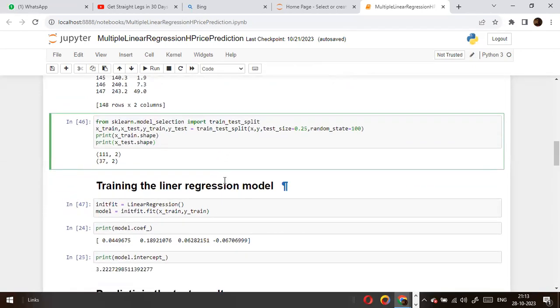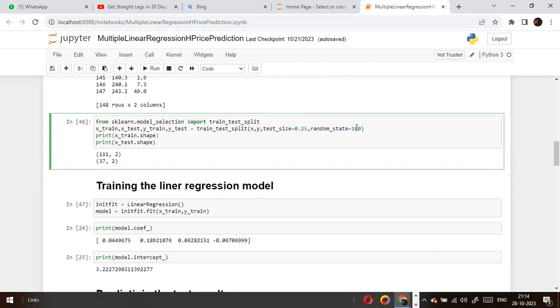The train_test_split is a method that takes two variables, the independent variable and the dependent variable. X is the one holding all the input features or the independent variables. Y is holding only the dependent variable. So now we are passing these two as arguments, and random_state equal to 100.